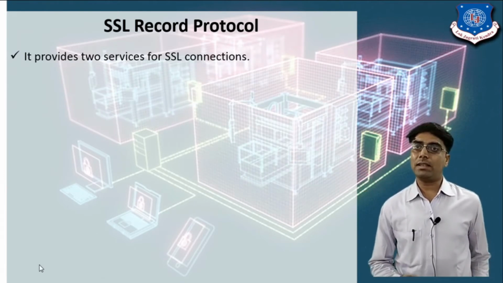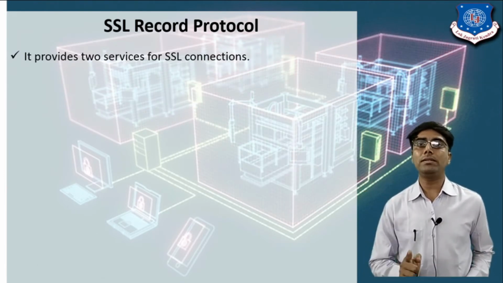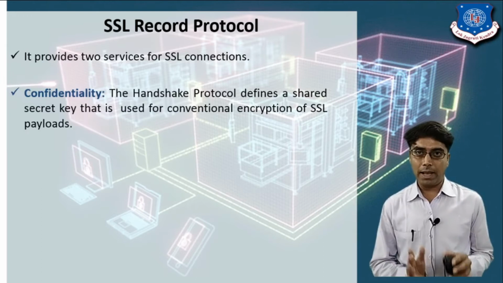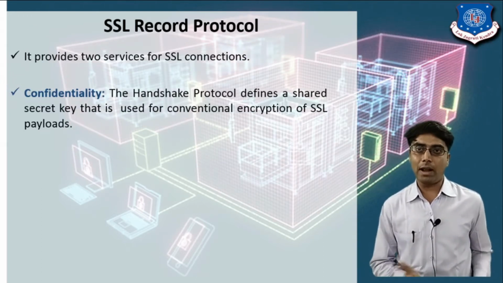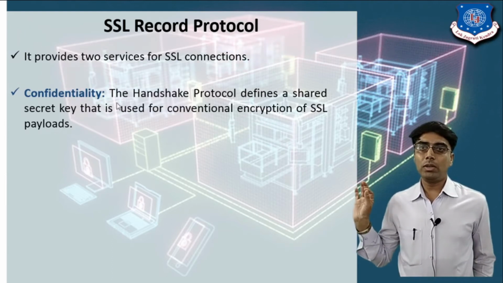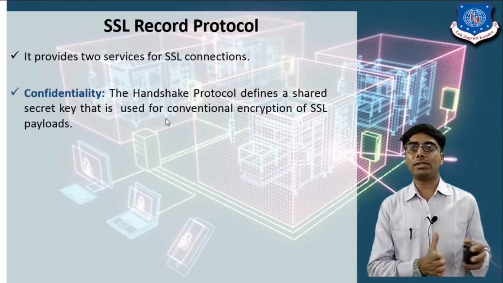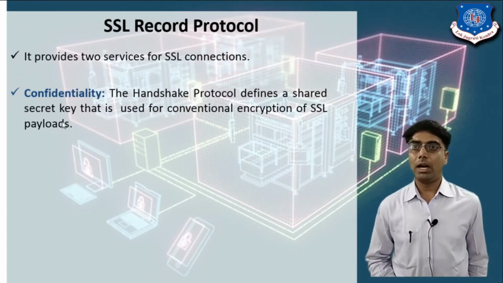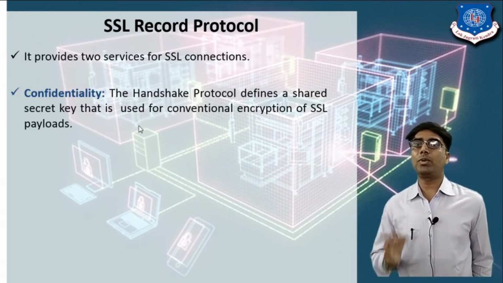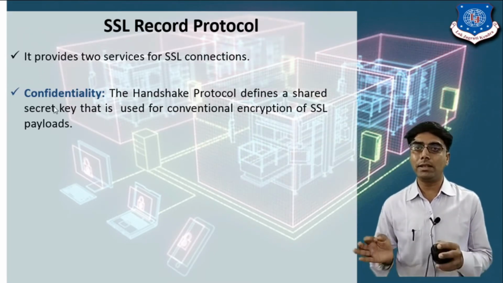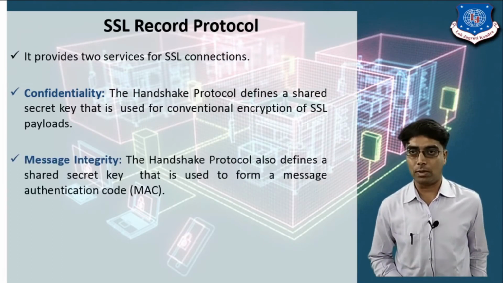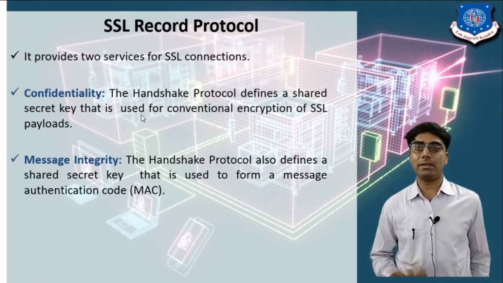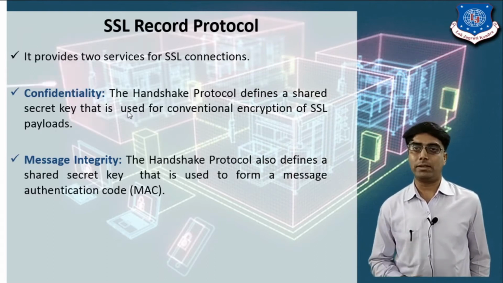Here the SSL record protocol provides two main services for the SSL connection. The first is confidentiality, it means the SSL record protocol provides confidentiality. During the handshake protocol a shared secret key is defined that is used for the conventional encryption of the SSL payload. It means that the handshake protocol defines the secret key, and the secret key will be shared between the client and the server. During transmission of the message no one can read the message.